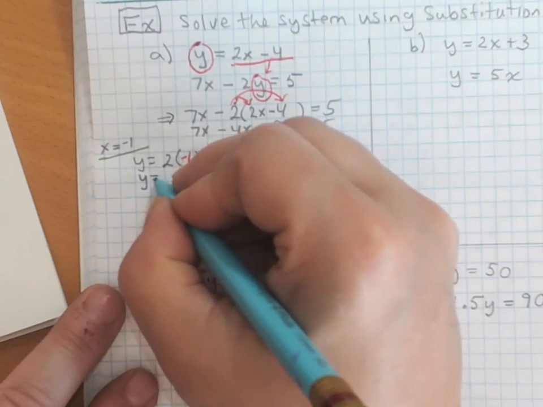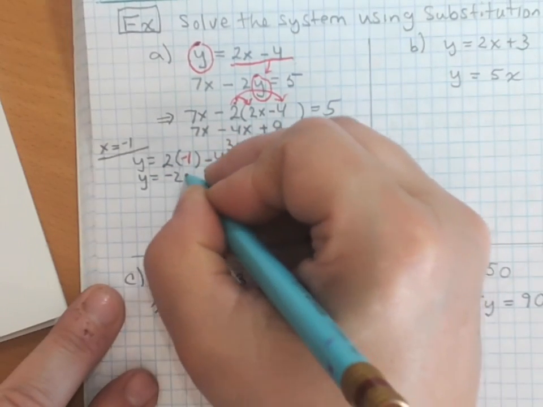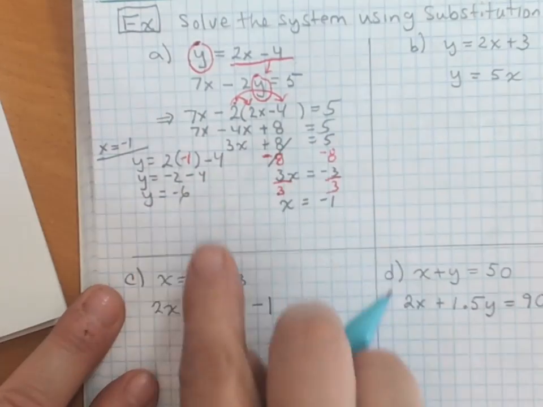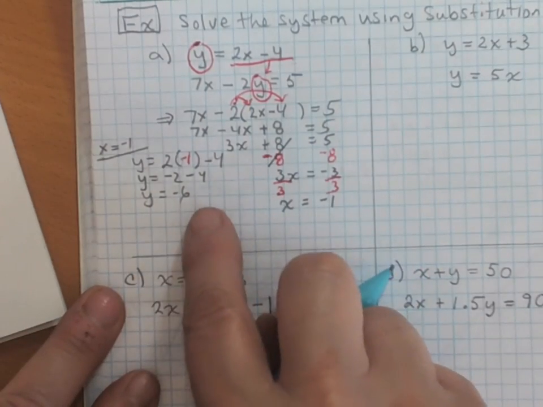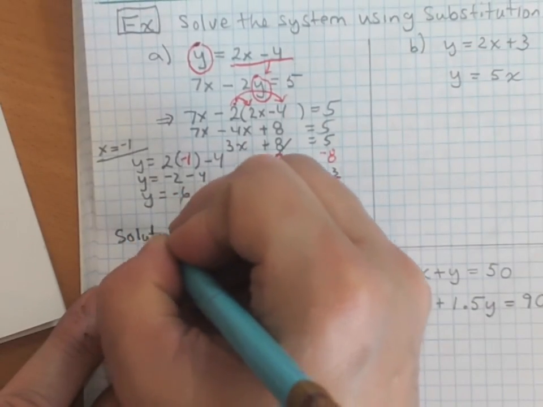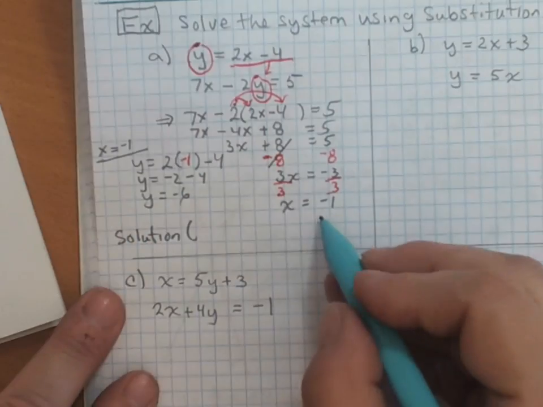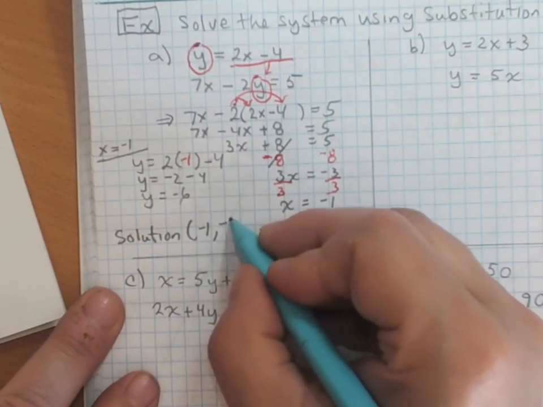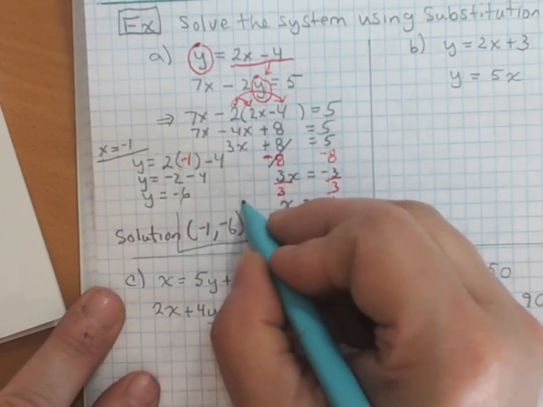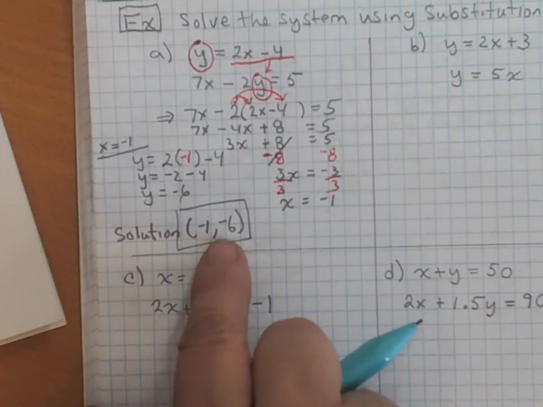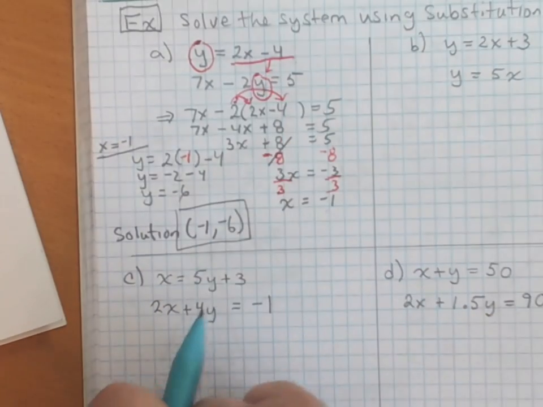So y is equal to 2 times negative 1, negative 2. Subtract 4, and then combine those, y equals negative 6. All right, so when x is negative 1, y takes on a value of negative 6. So our solution is the ordered pair, x first, negative 1. The y coordinate is negative 6. So this represents the point where those two lines intersect each other.